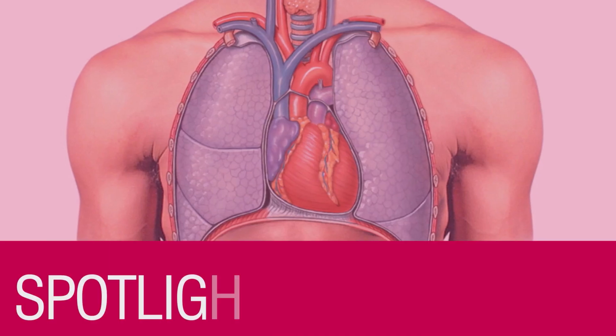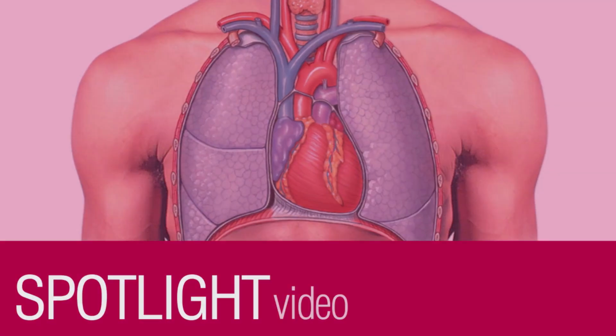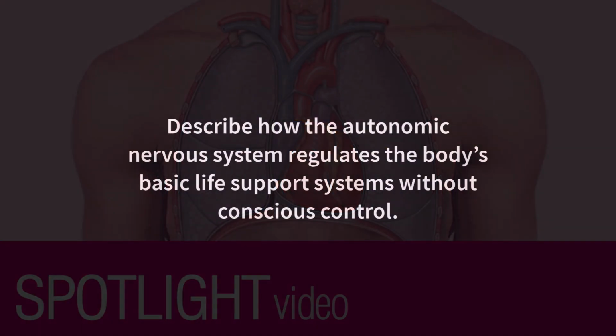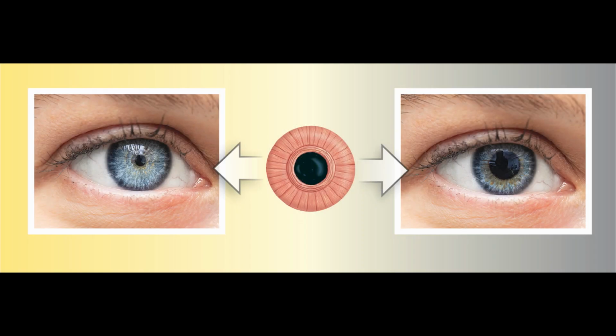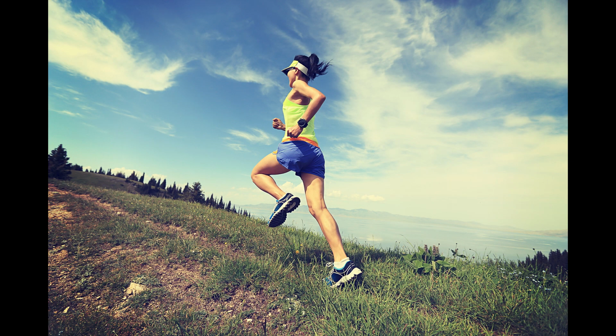Welcome to another Spotlight video where we guide you through the Autonomic Nervous System spotlight in your text. After watching this video, you should be able to describe how the Autonomic Nervous System regulates the body's basic life support systems without conscious control. Have you ever wondered how pupils automatically dilate when entering a dark room, or how a person's heart rate increases during exercise without thinking about it?